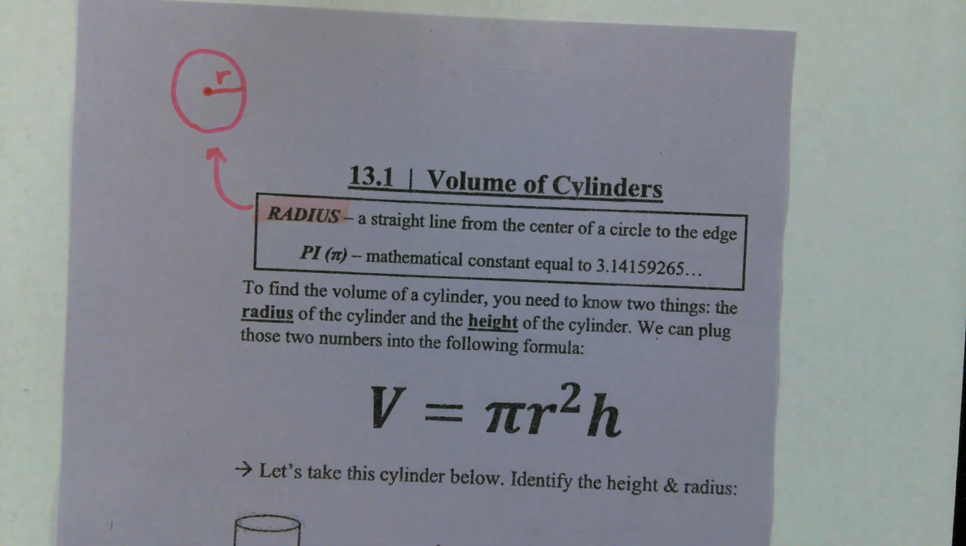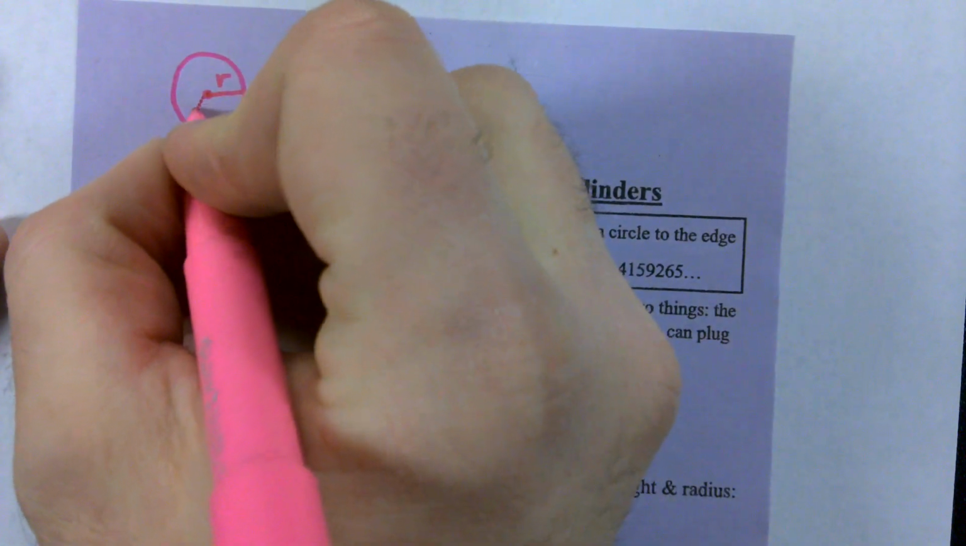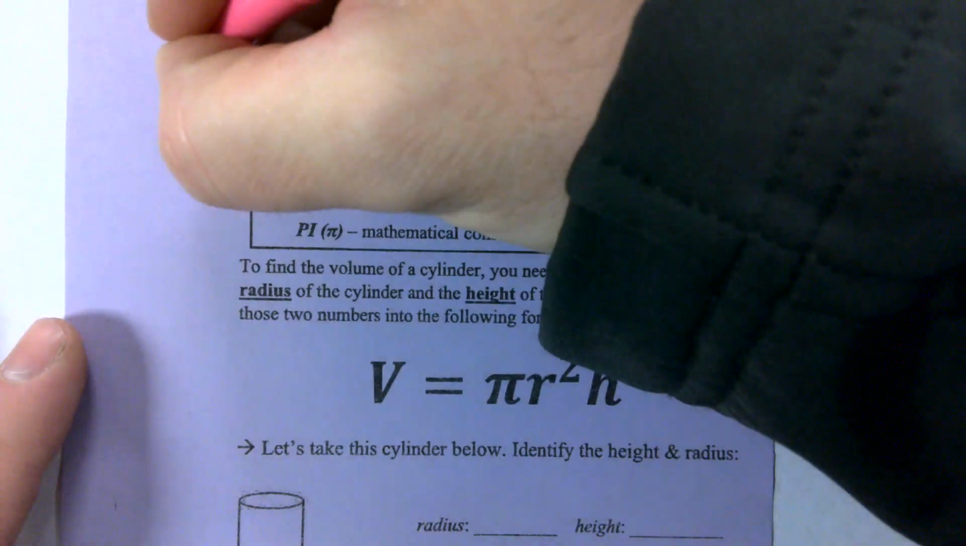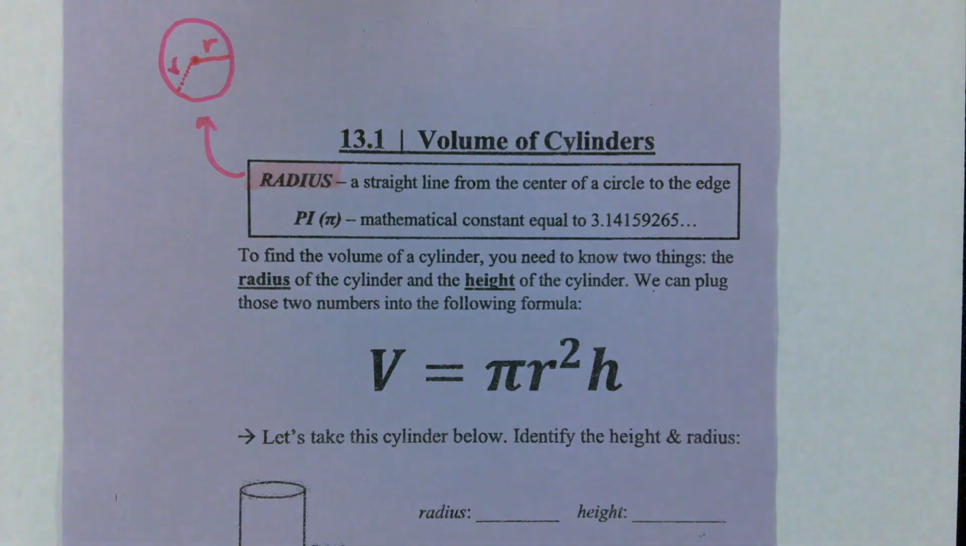Now, it doesn't matter where you draw this line, because every single line that you draw is going to be the exact same amount. If we drew a line over here, that line is also r. It's the beauty of a circle. All right, so that's one piece of information that we're going to need in order to find the volume of a cylinder. Can someone read out what's the second vocab word here that we have?